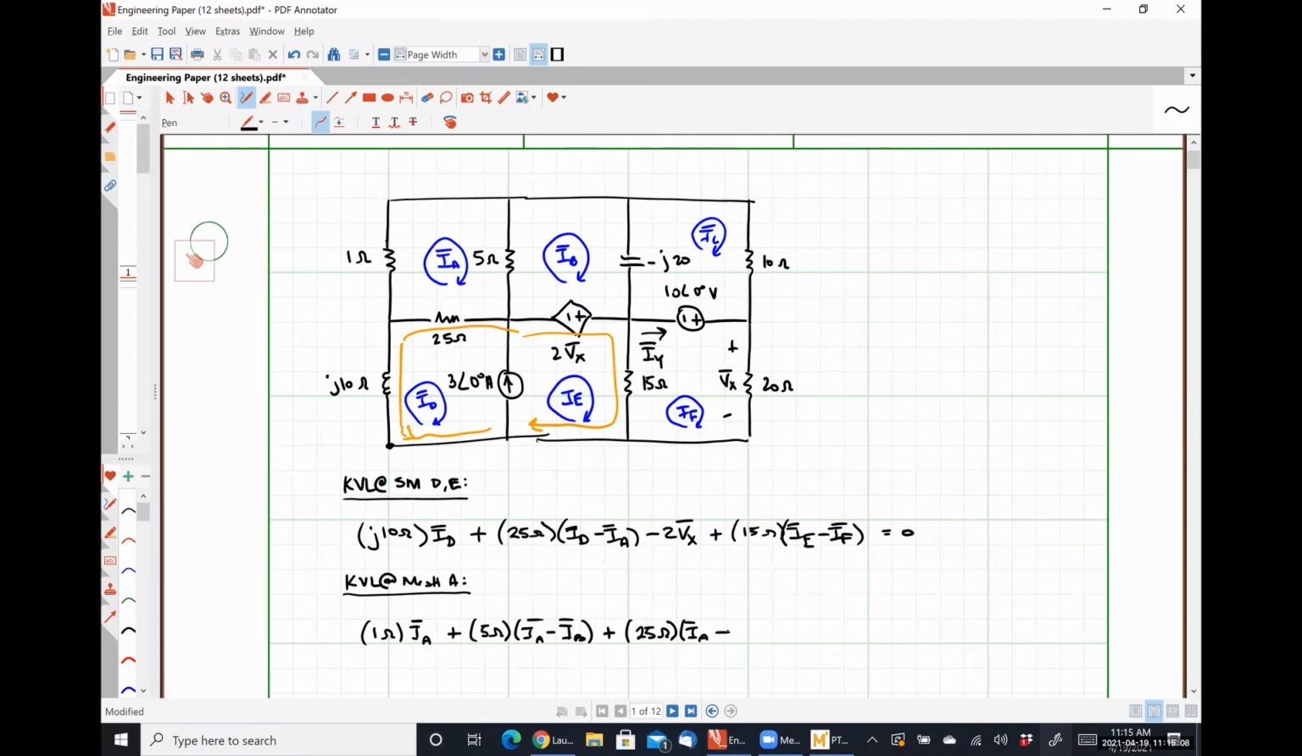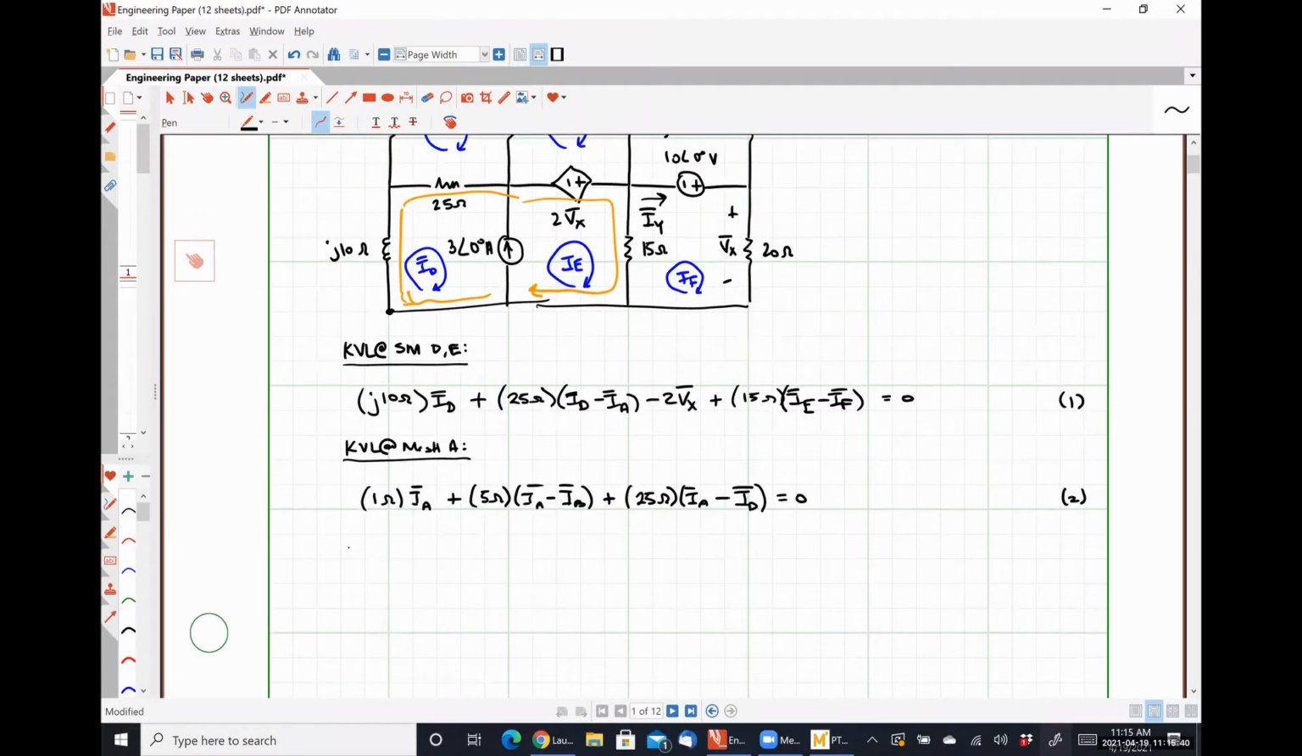ID, right, yeah. So the 25 ohm resistor, we're following mesh current IA around its clockwise loop. So the current IE is the one that's opposing IA in the 25 ohm resistor. Did I say E or D? ID is the one that's opposing it. Okay. So IA minus ID. Set this equal to 0. So that's our second equation.